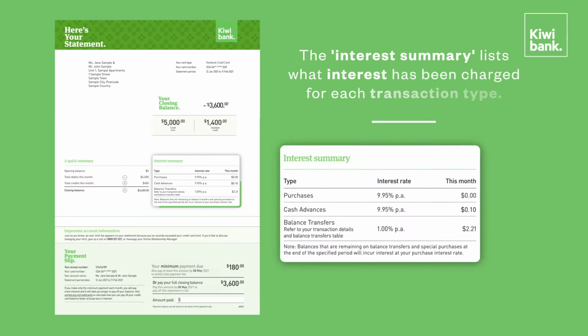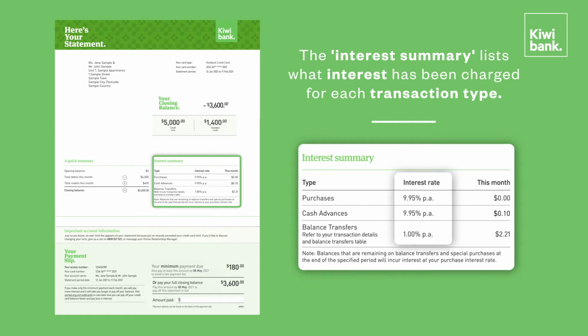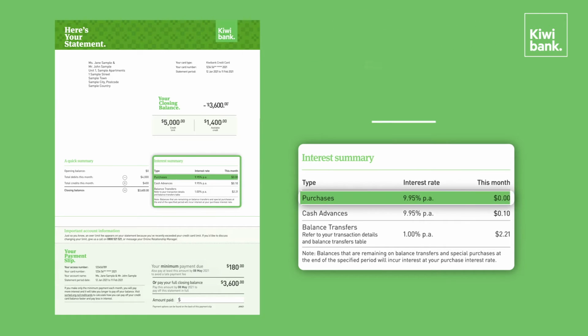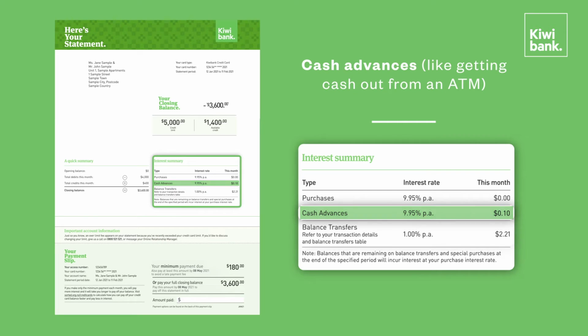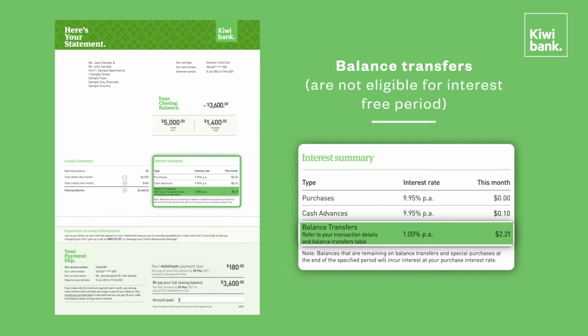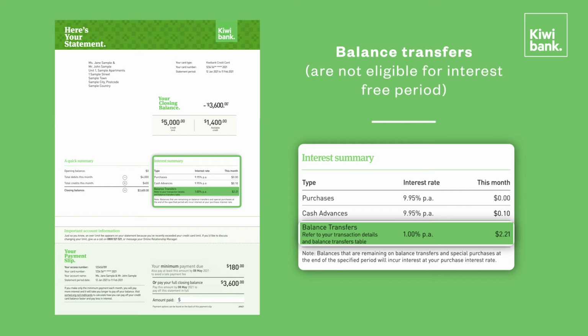The interest summary lists what interest rates apply and the amount of interest that has been charged for each transaction type. Purchases, such as using your card to shop in-store or online, are eligible for an interest-free period, while cash advances, like getting cash out from an ATM, are not eligible for an interest-free period, which means you'll incur interest from the day it's made. Balance transfers are also not eligible for an interest-free period, and the interest is incurred from the date the balance transfer was processed on your account.